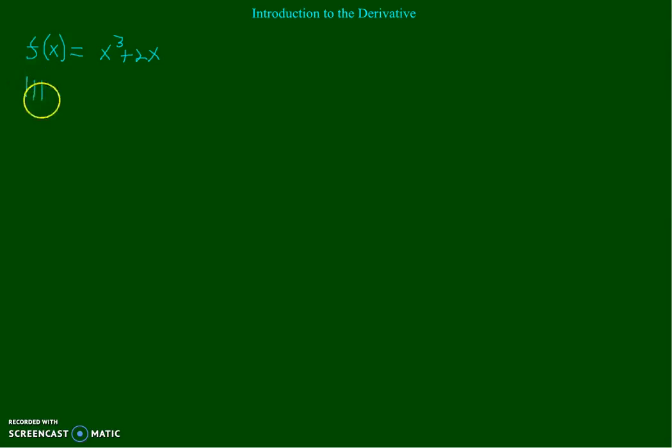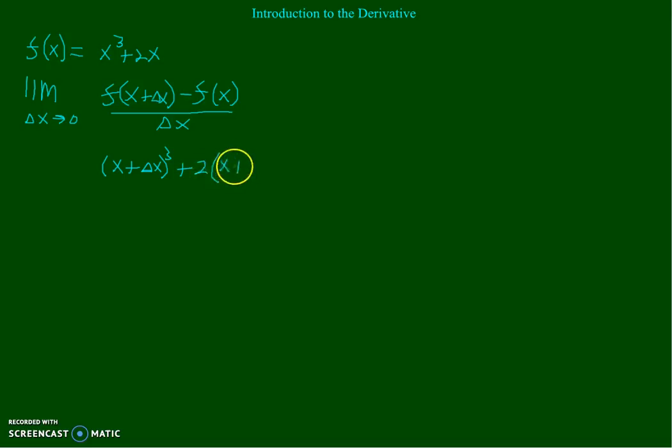So the limit as delta x approaches 0 of f of x plus delta x minus f of x over delta x, and now we substitute x plus delta x wherever there's an x, so we have x plus delta x cubed plus 2 times x plus delta x minus x cubed plus 2x all over delta x.